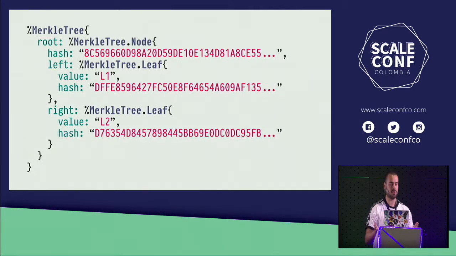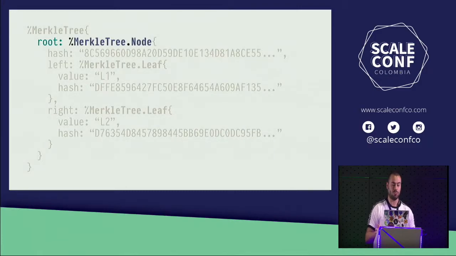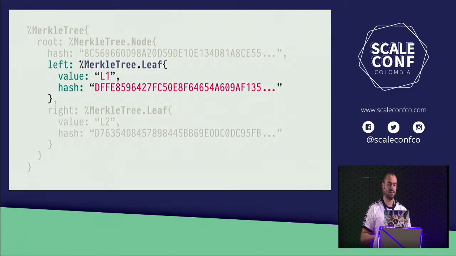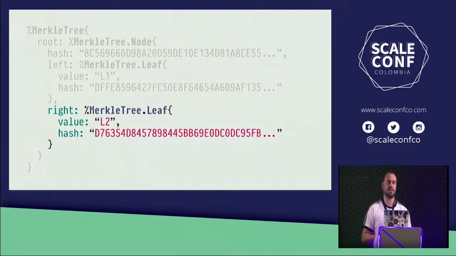It will compute a Merkle tree with a proper root, which is nothing more than a node, contains a hash value, a left leaf, and also a right leaf. So that's basically it. With this kind of algorithm and this kind of implementation, we can have as many data blocks as we want.